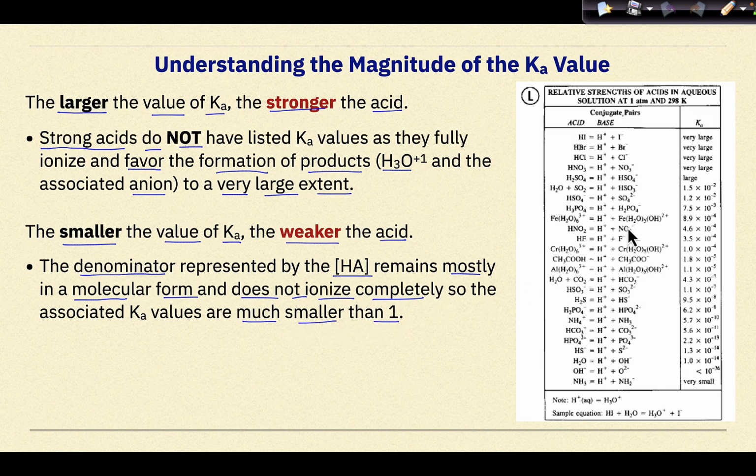So if we look at this chart right here, we can see that our strong acids, which are listed at the top, have very large Ka values. In other words, they're so large they're not even listed because they're fully ionizing. Our weak acids, shown below, have listed Ka values, which means that they are weak acids.